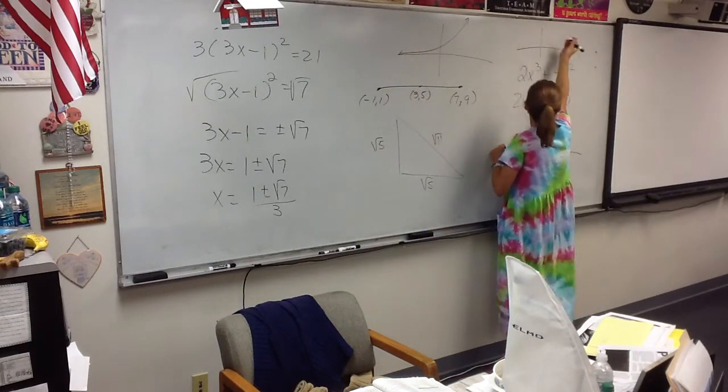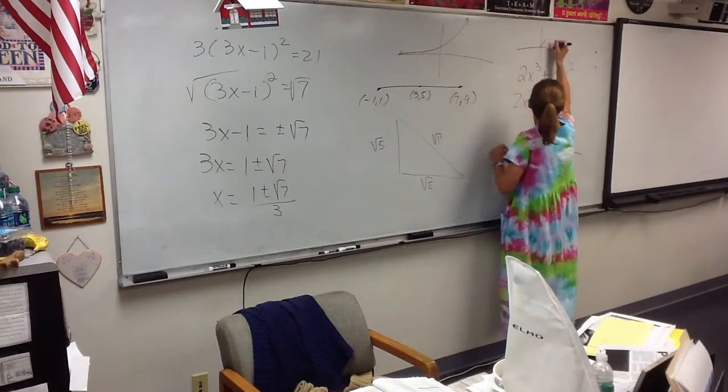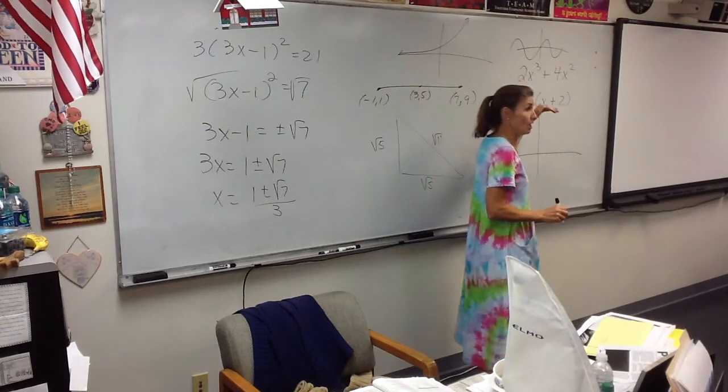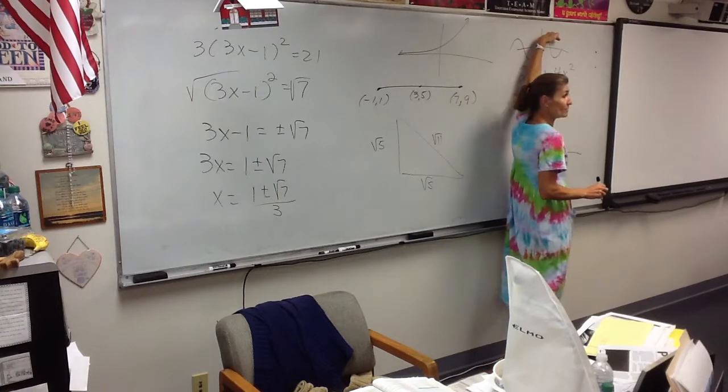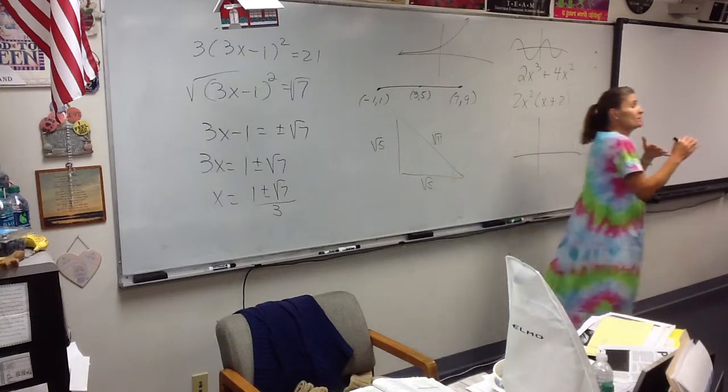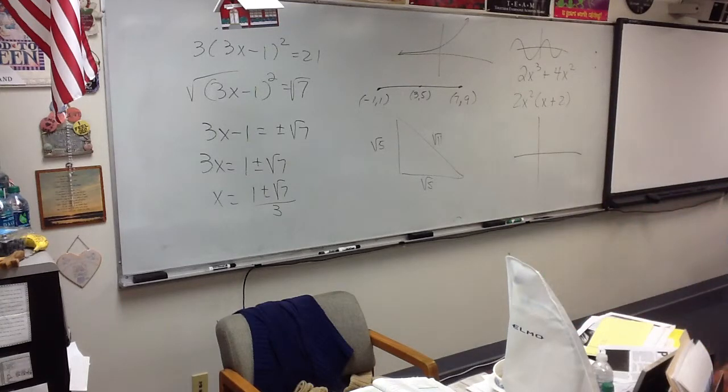A sine curve is bounded above and below because it never goes higher than this and it never goes lower than this. So bounded just means contained. It's like it has a ceiling or a floor. Okay?